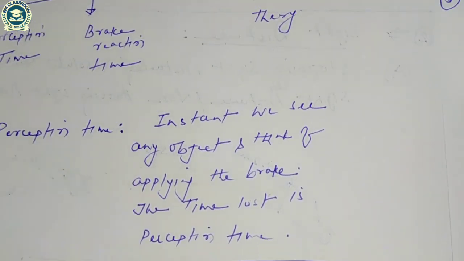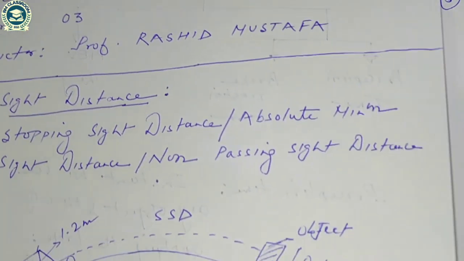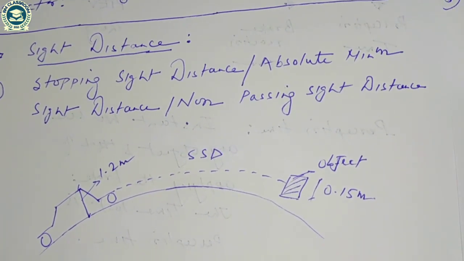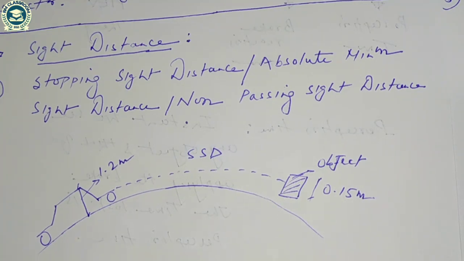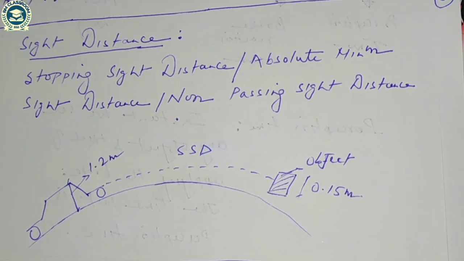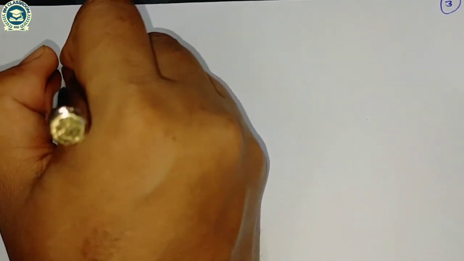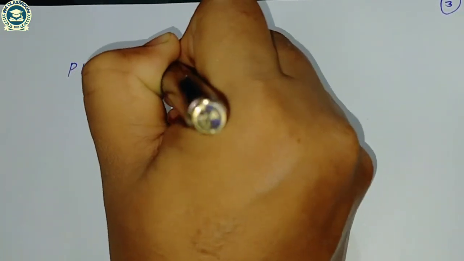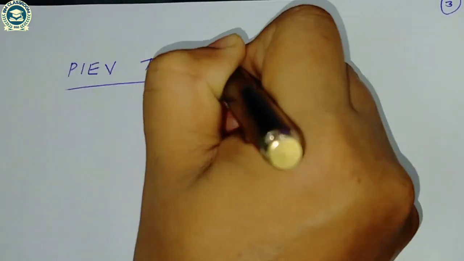Before I start, as I told you, stopping sight distance is the sum of lag distance and braking distance. Lag distance, as I have discussed, is the speed of the vehicle into time. Similarly for braking distance, but before that I am going to discuss what is PIV theory.